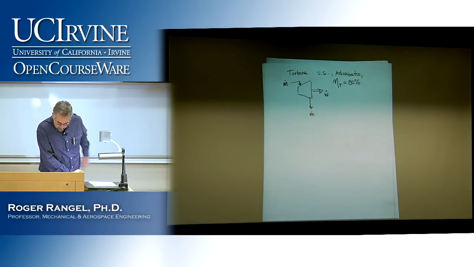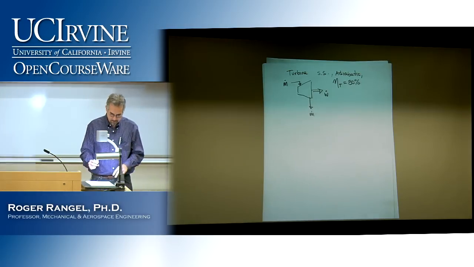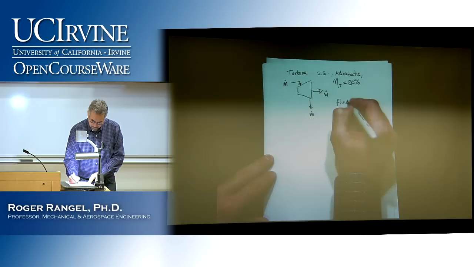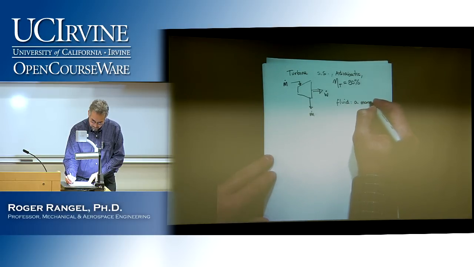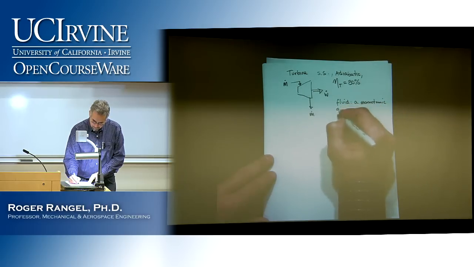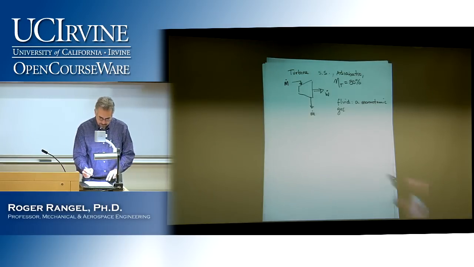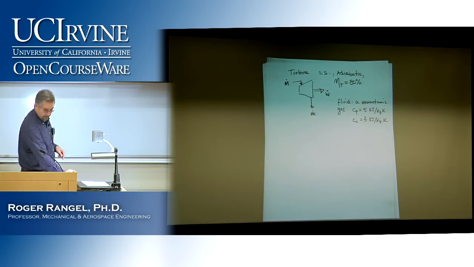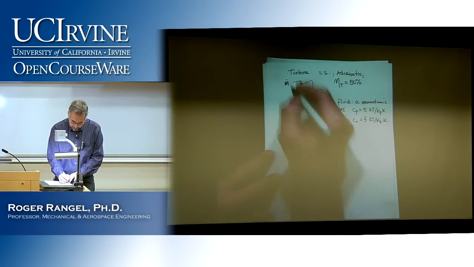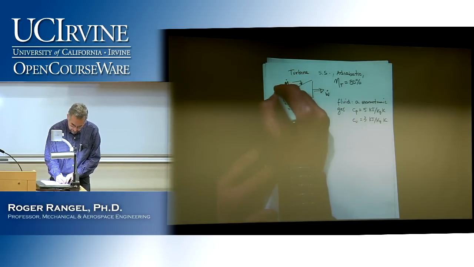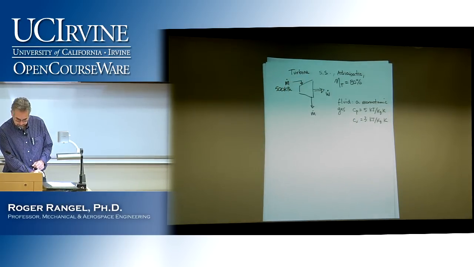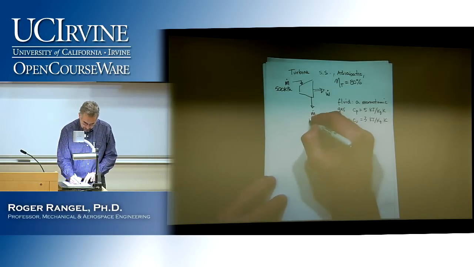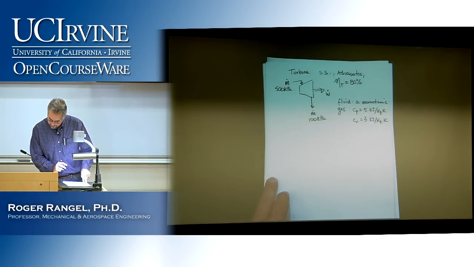Okay, so what it says is that what goes into the turbine is a certain monoatomic gas. So the fluid is a monoatomic gas, for which we are given C sub P and C sub V. So C sub P is 5 kilojoules per kilogram Kelvin, and C sub V is 3. It says that the inlet pressure is 500 kilopascals at the inlet, and at the exit we have 100 kilopascals and 300 Kelvin.